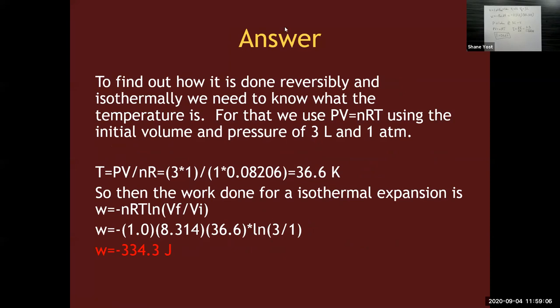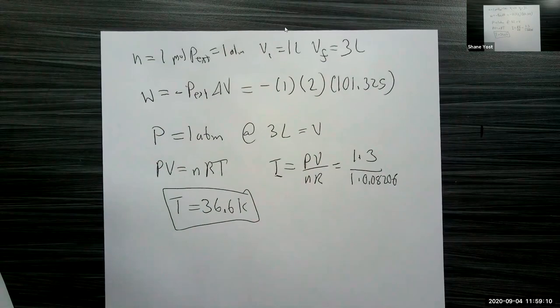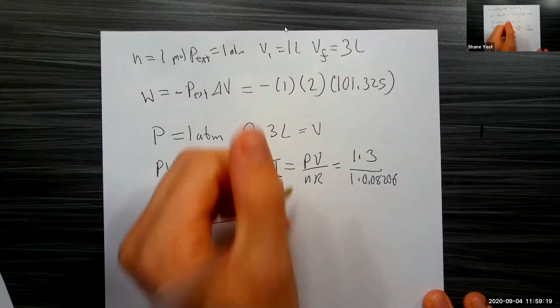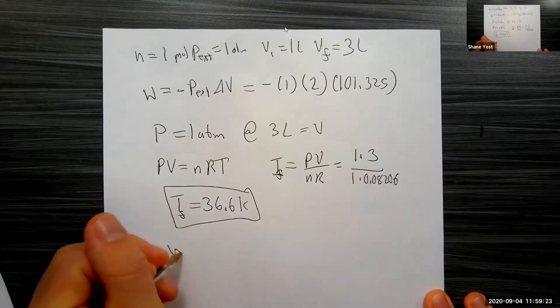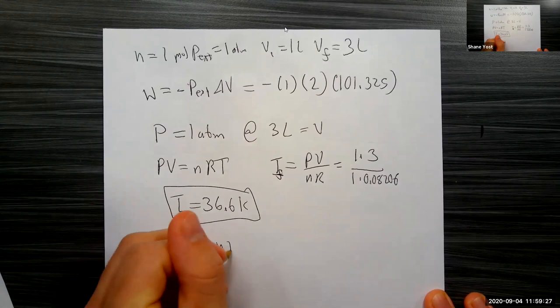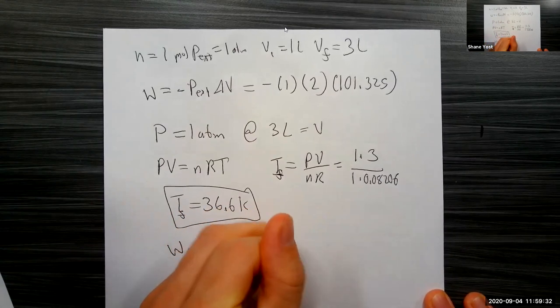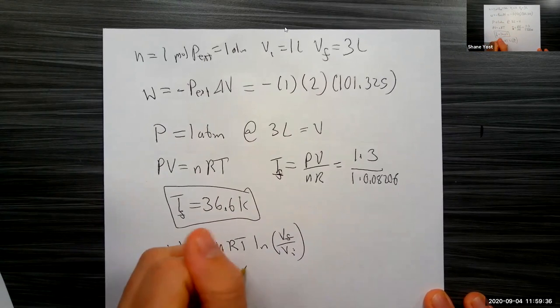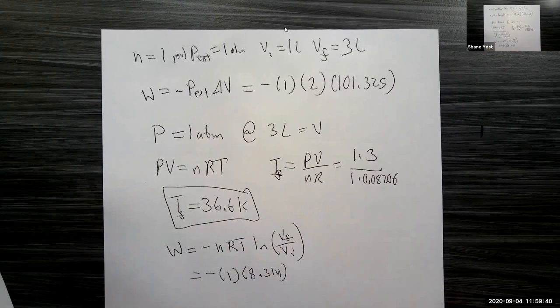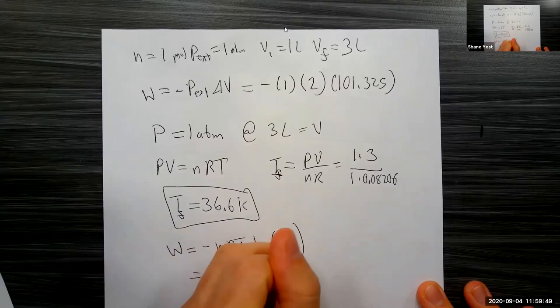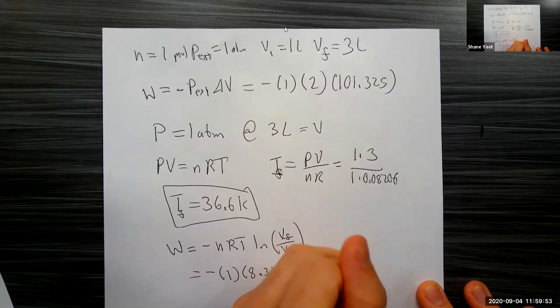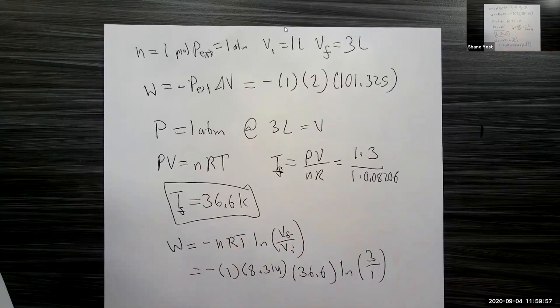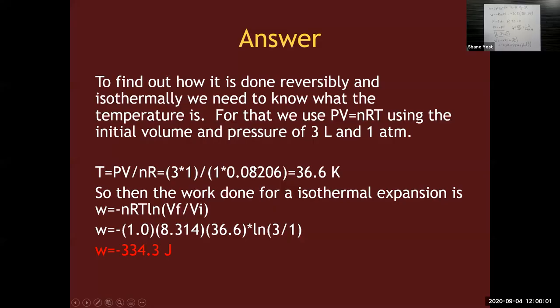So temperature 36.6 Kelvin. And in the second part of the problem, it says I expand reversibly and isothermally with the same volume change at the final temperature. So this is T final. The work done for reversible isothermal expansion of an ideal gas is minus nRT ln V final over V initial. So in our case, that's minus 1. For R here, I'm going to use the 8.314 value because that's given in joules per Kelvin mole, so this will give me my work in joules. It just makes it a little bit easier. Temperature here, we just worked out, it's 36.6 Kelvin. And then the logarithm of the volumes is 3 divided by 1. So you plug that in and you get minus 334.3 joules.